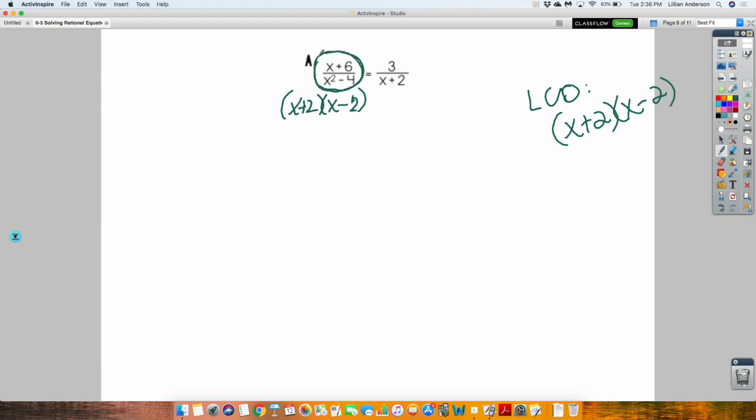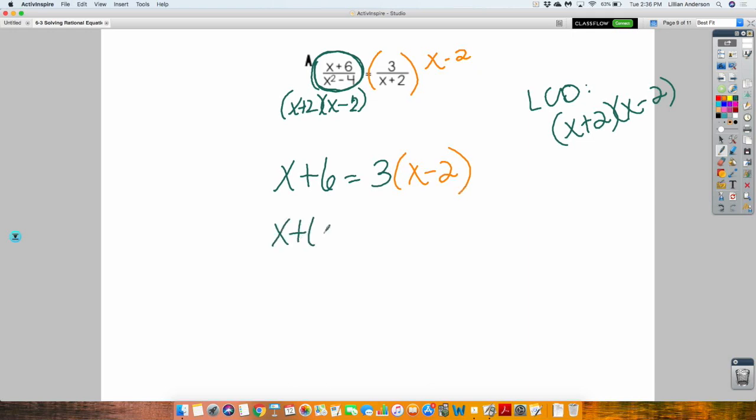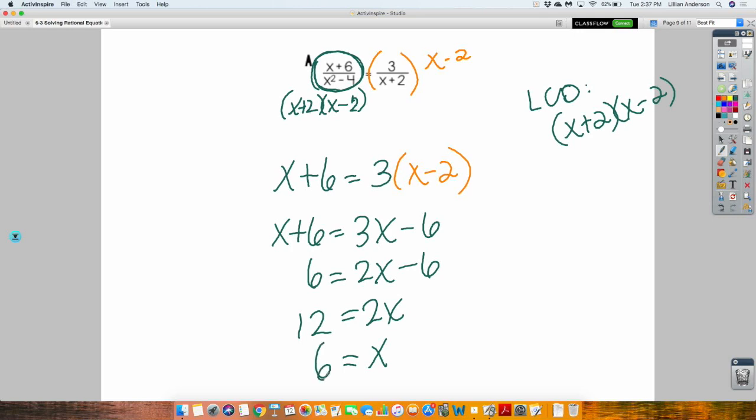So this fraction over here on the left, is it missing anything? No, so I leave that as x plus 6. But the one on the right-hand side, I'm going to need to multiply by what? x minus 2. And like I said before, you can get rid of the denominators there. And so you'll get x plus 6 equals 3x minus 6. Subtract an x. Add a 6. And x equals 6.